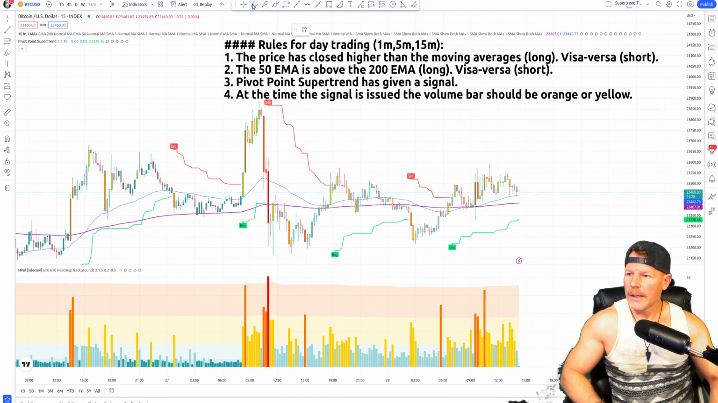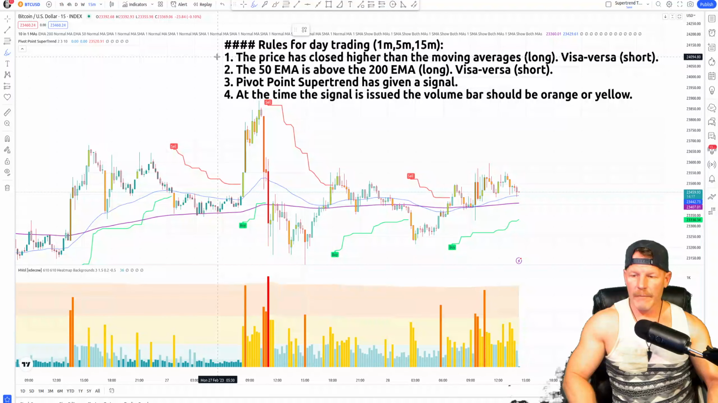I'm going to get out my highlighter here as I go through them. We'll check them off. So the first rule is you don't want to enter a long unless the price has closed higher than the moving averages. So you want to see a price candle above both the 50 and the 200 moving averages. We'll cover these in just a second. We'll go through some examples. You also want to see on the long side that the 50 EMA is above the 200 EMA. So that's crossed back above. In some cases it could be below, but the price candle could be above both.